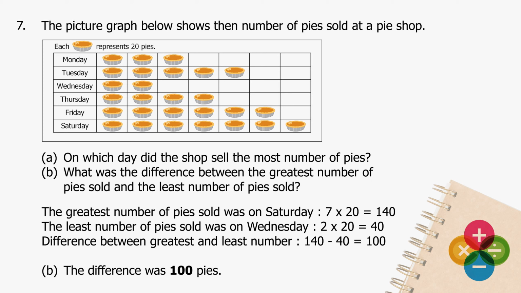The difference between the greatest number of pies, and the least number of pies will be, subtract 40 from 140, and the difference is 100. B. The difference was 100 pies.